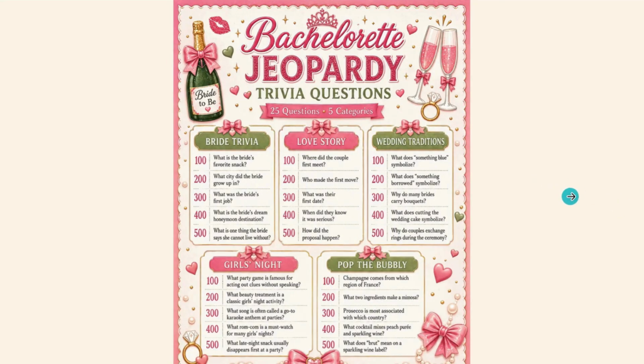Now, this right here was the Jeopardy trivia questions, and it gave you trivia questions for your bride, the love story, the wedding tradition, the girls' night, and the bubbly. And one of the questions, just to give you an idea what ChatGPT gave me, was: what two ingredients make a mimosa? I'm sure you would know that. But then the $500 question was: what does brut mean on a sparkling wine label? I don't know about you, but I don't know the answer to that. Here is the good thing.